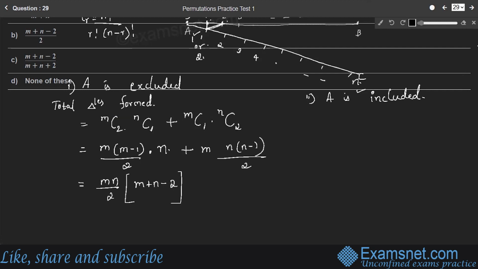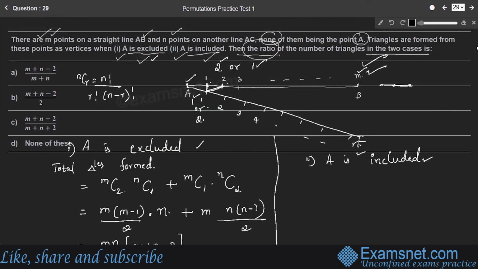Here m into n by 2 is common. So we have mn by 2 into m plus n minus 2, right? So these are the number of triangles that can be formed when A is excluded. So consider when A is included.